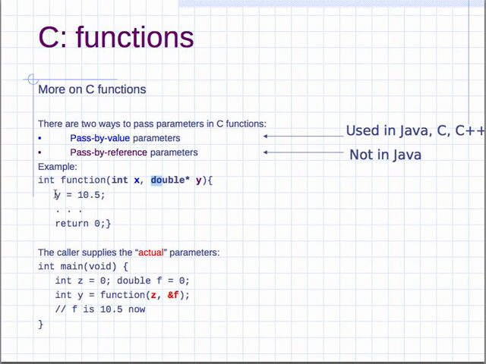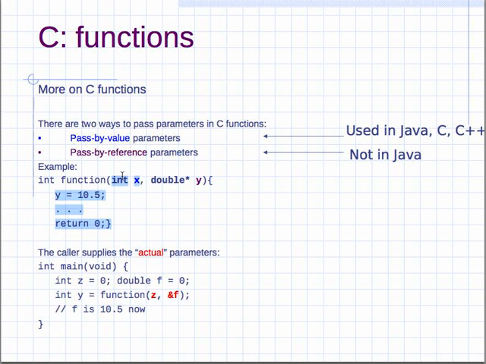Okay, so I just saw that this should actually be something like star y. Sorry about that. That's a mistake. And so you should set star y equal to 10.5.